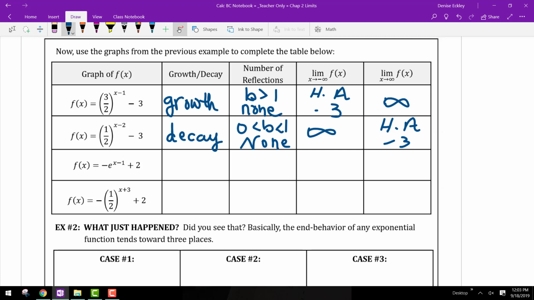As I mentioned earlier with the e function, this should be a growth function, but it turned out to be a decay function. Even though our b was greater than 1, the problem is our a is less than 0. That means we had a reflection, one reflection, which is right here. That's our a.